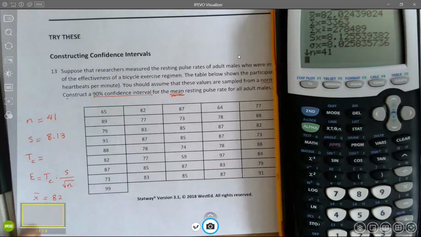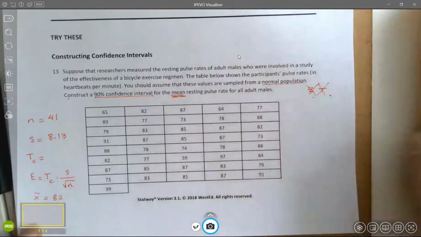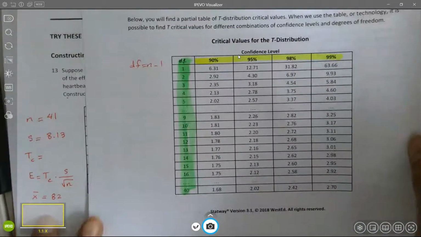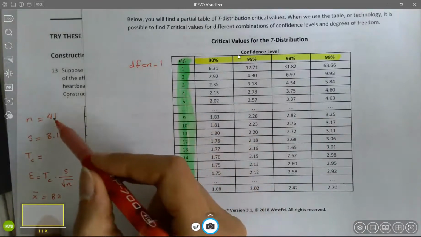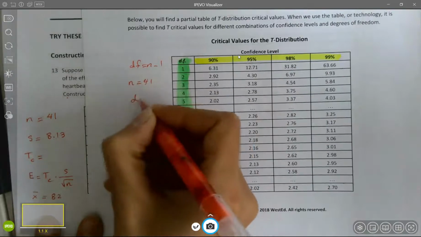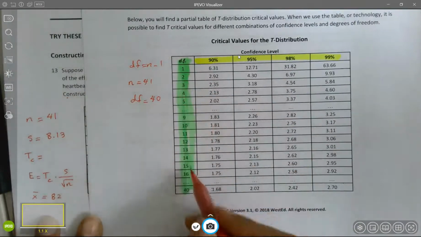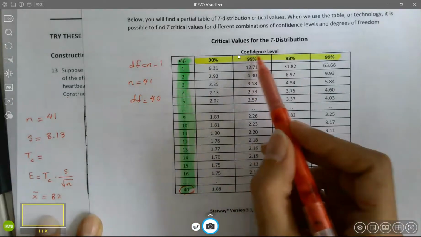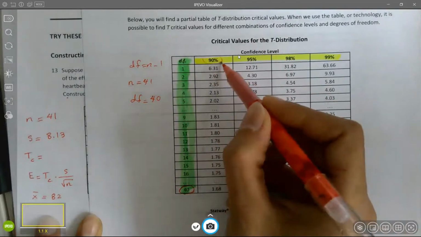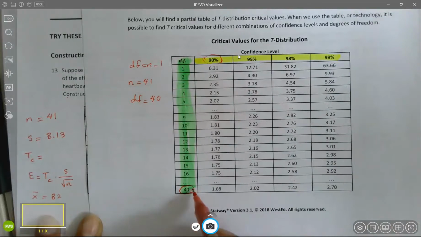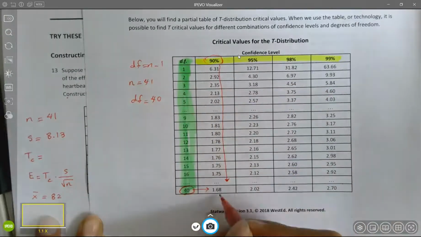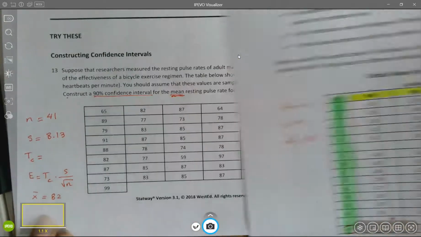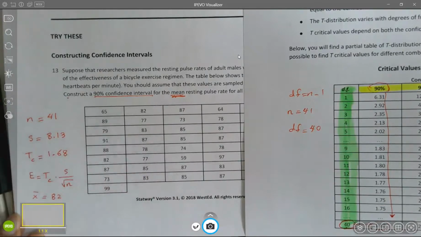Okay, now what is the critical value? To find the critical value, we can use our table. So degrees of freedom is n minus 1. We already know that n is 41. So degrees of freedom is 40. We need to find 40 on the first column. Well, it is located here. And the question says the confidence level is 90%. 90% with degrees of freedom equals 40. The intersection between them is going to be 1.68.